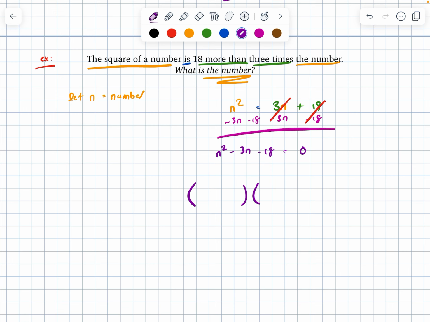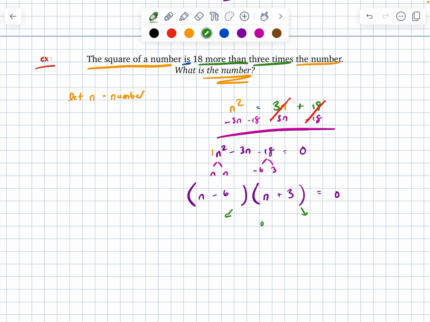Once again, this guy is a quadratic trinomial, so let me set up my parentheses. I know that this is the product of 2 linear binomials. At the front, n squared can only come from n times n. At the back, because my leading coefficient is an invisible positive 1, I need 2 numbers that multiply to negative 18 and add to negative 3. Well, negative 6 times positive 3 gets me negative 18. Negative 6 plus 3 gets me negative 3. There's my factored form. Beautiful!